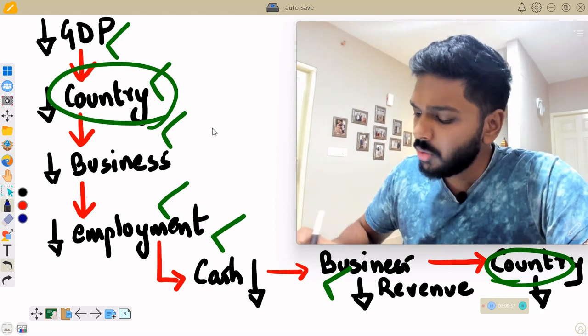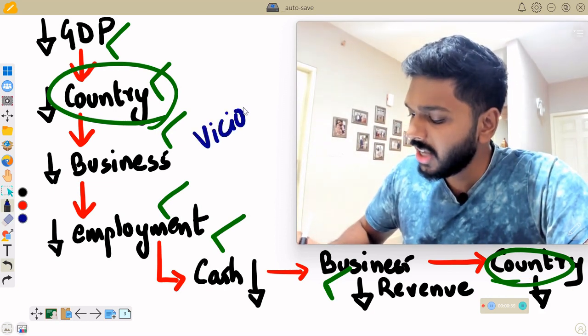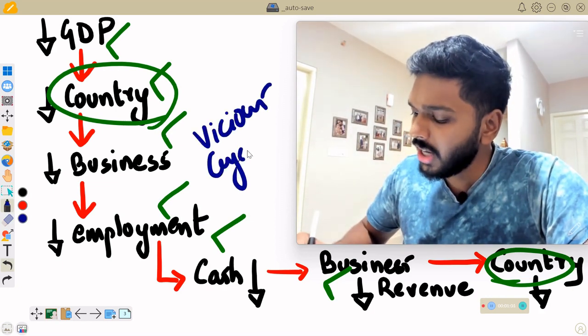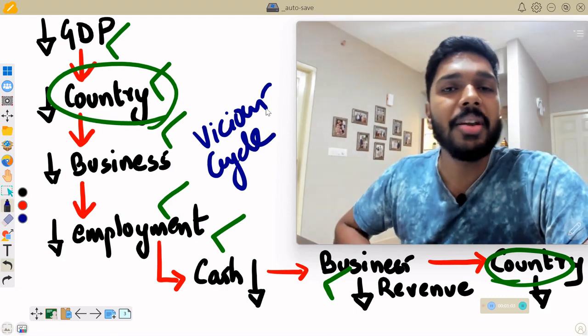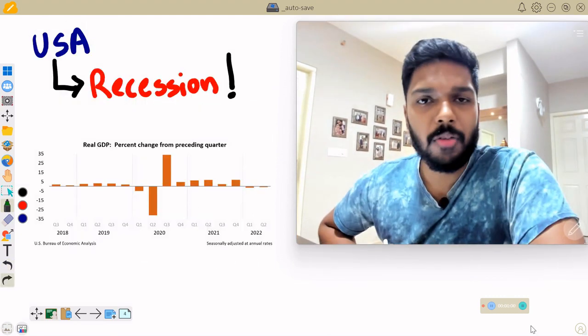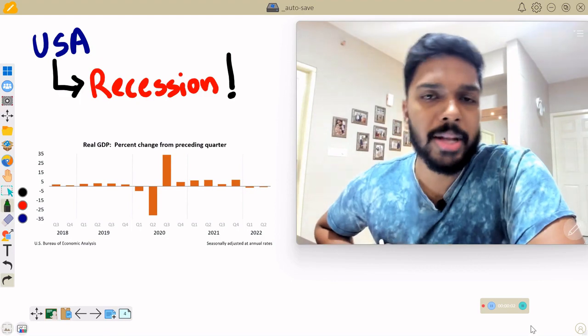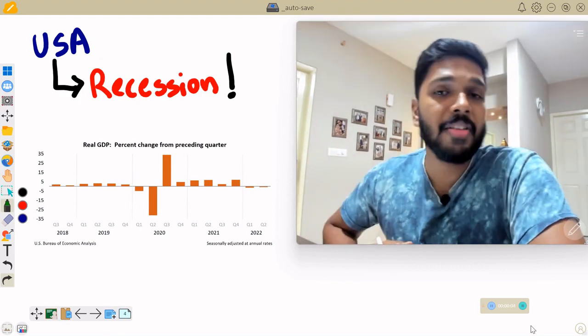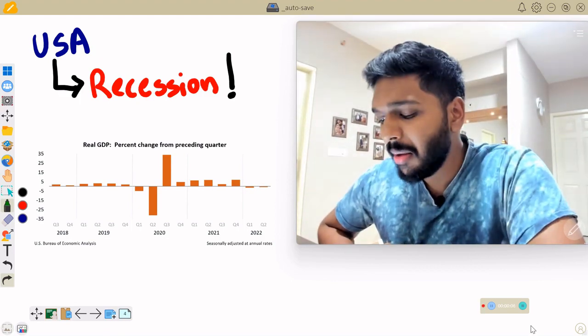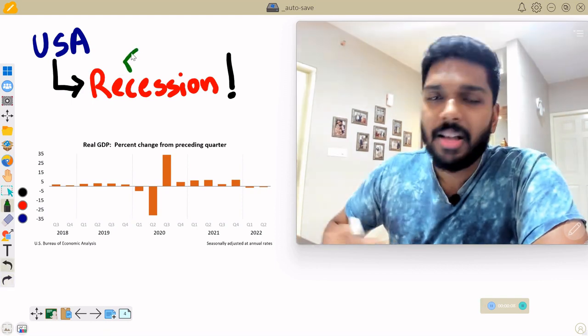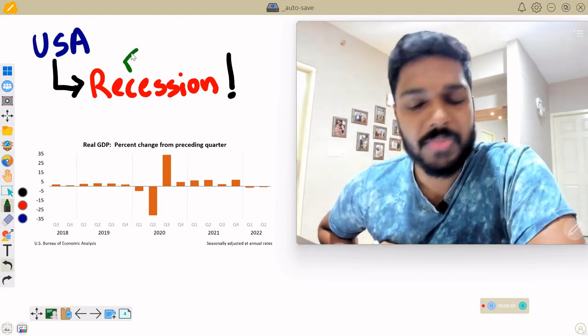Now, this, in other words, is the vicious cycle, and this is exactly what happens in a cycle when recession starts. Now, the US is taken to be the yardstick or the benchmark for most of the countries, in fact, for the entire world. But the unfortunate part here is that recession has started in the US.